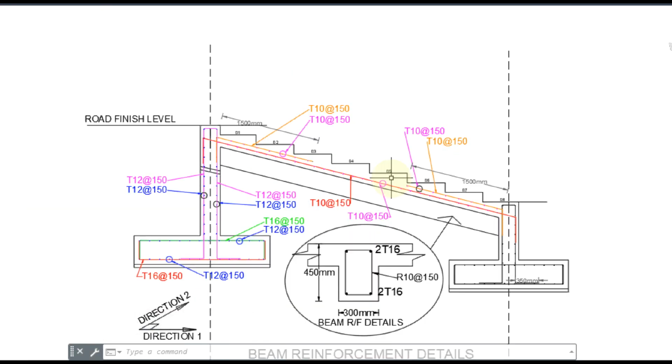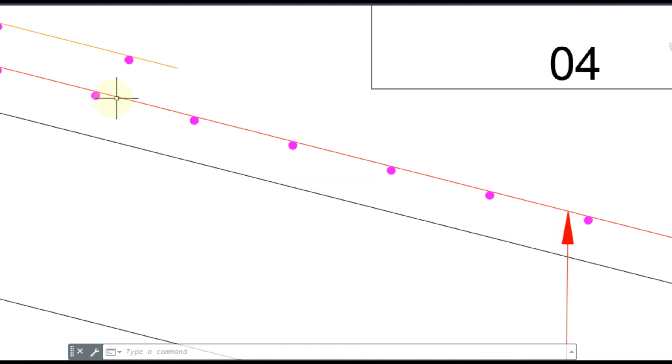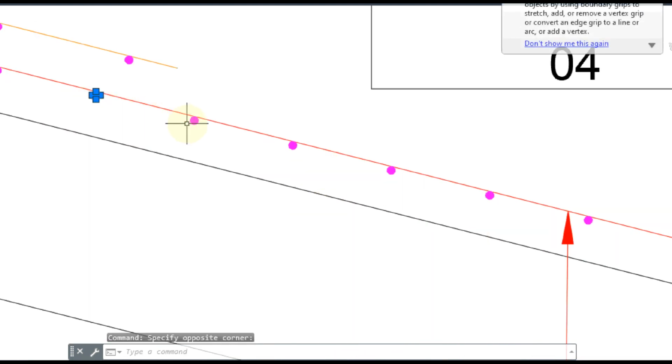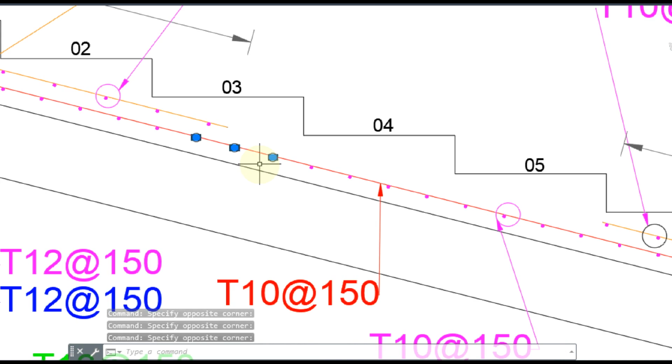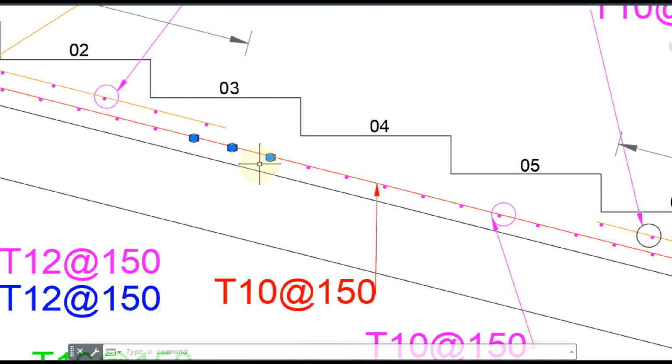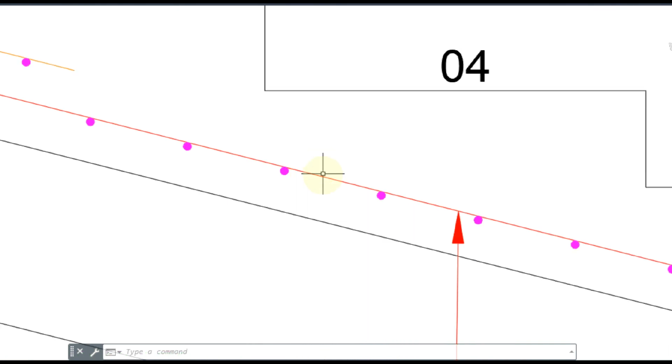Commonly in the beam case, consider these as the main bars. If there are no beams, this is the main bar and comes under direction 2 bar. This bar comes under this bar.